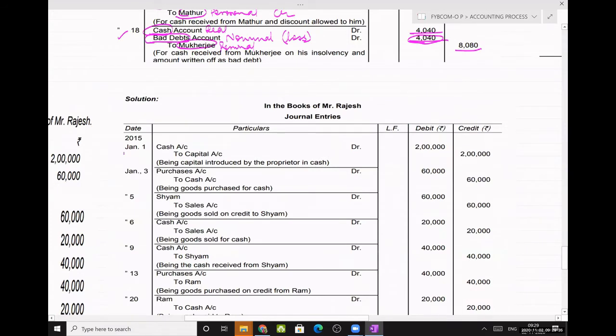Okay. So on 1st January, cash is what? A real account. What is the rule for real account? Debit what comes in. Capital, personal, credit the giver.